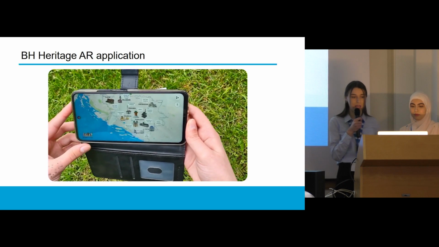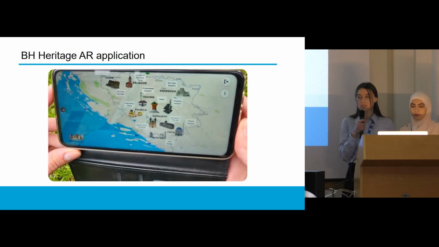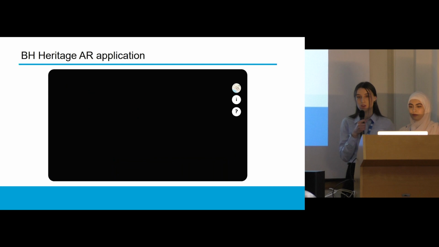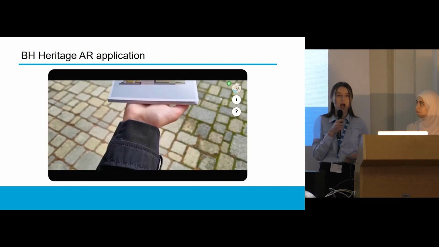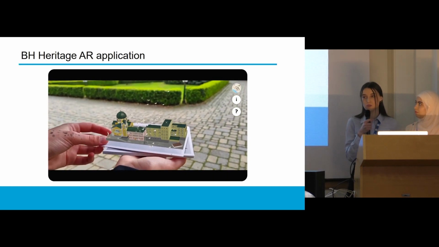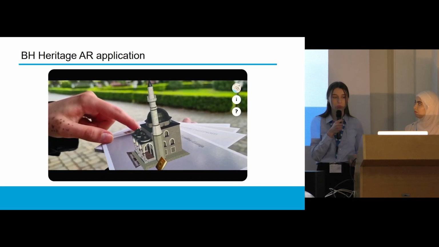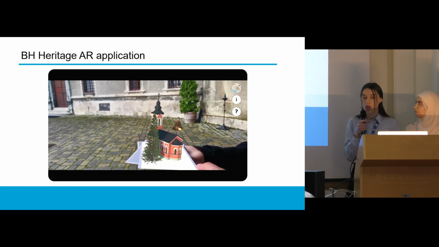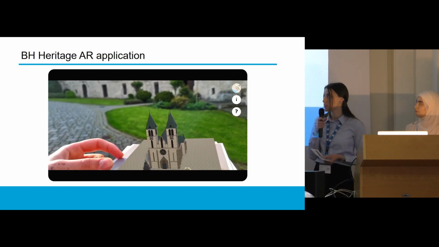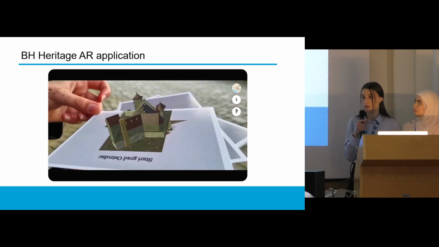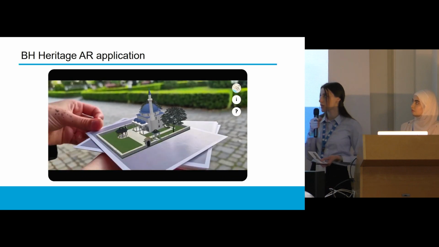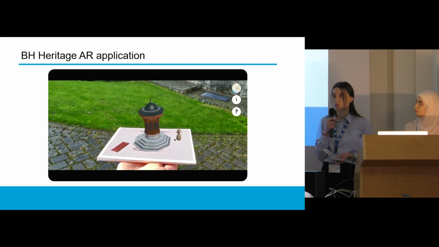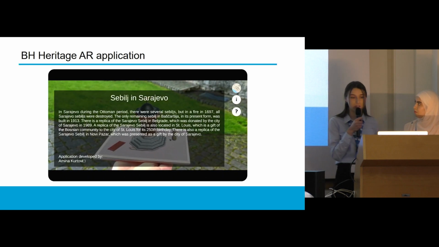And after choosing the language, you are presented with an interactive map of Bosnia and Herzegovina, and you need to choose an object you want to explore more. After choosing that object, you have to scan the corresponding image, after which the 3D model of that object is presented. And on this demo video, you can see some of the objects that are available in our application, and there are currently 11 available objects across various parts of our country.